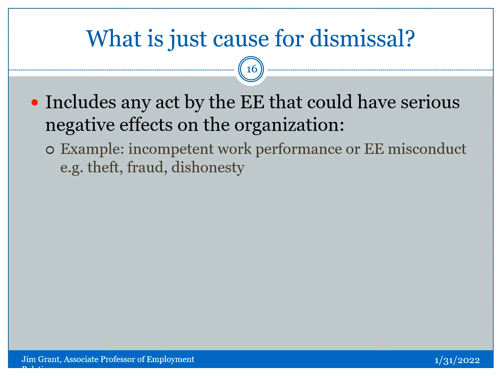So what is just cause for dismissal? It includes any act by the employee that could have serious negative consequences for the organization. For example, incompetent work performance. We usually refer to either incompetence of the employee or poor performance of the employee. It could also refer to employee misconduct. Things like theft, fraud, and dishonesty. Those are fairly serious allegations against the employee. There are other forms of misconduct as well: harassment, assault, insubordination, disobedience, and so on. There is quite a list of potential just cause arguments that an employer can make.